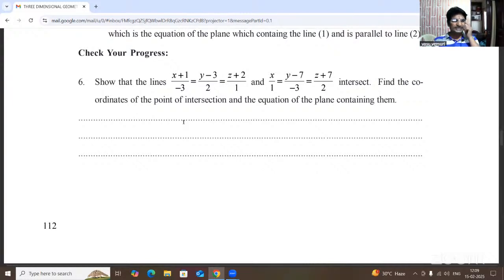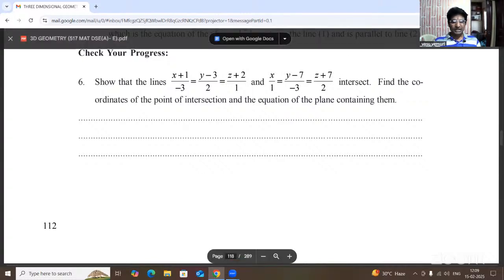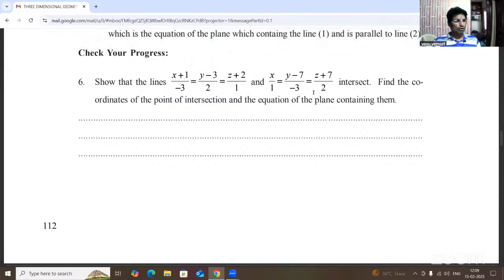Show that the lines intersect. Now there are two symmetric lines given. Find the coordinates of the point of intersection and the equation of the plane containing them. That is also in the same manner. Already we have practiced in the above problem.